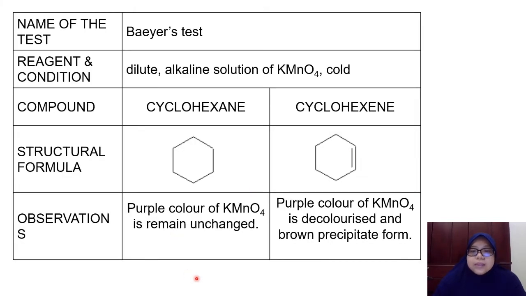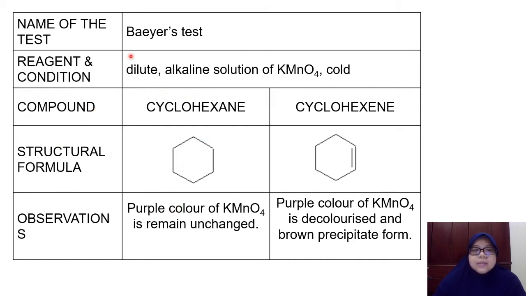So we look at this example. Let's say I want to differentiate between cyclohexane and cyclohexene. Which compound contains the carbon-carbon double bond? To answer this question, we will use this table.